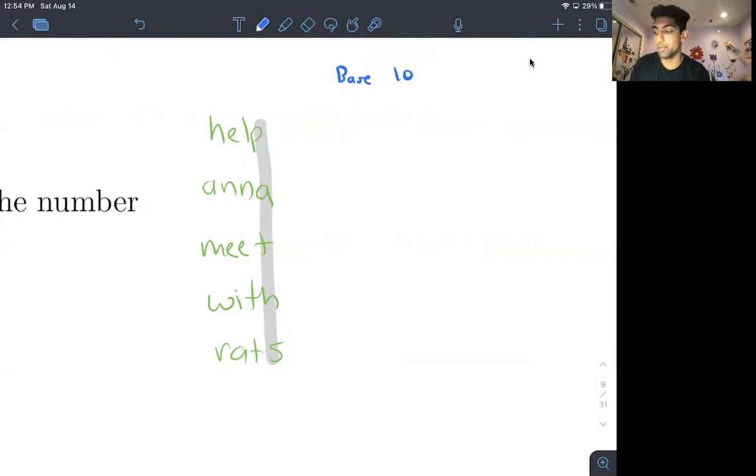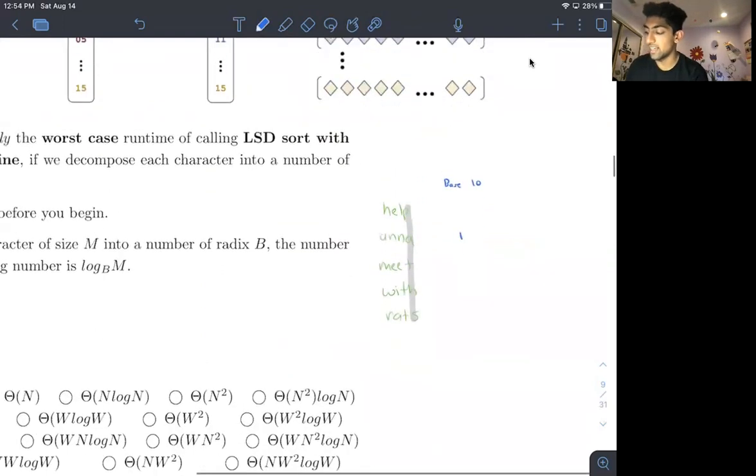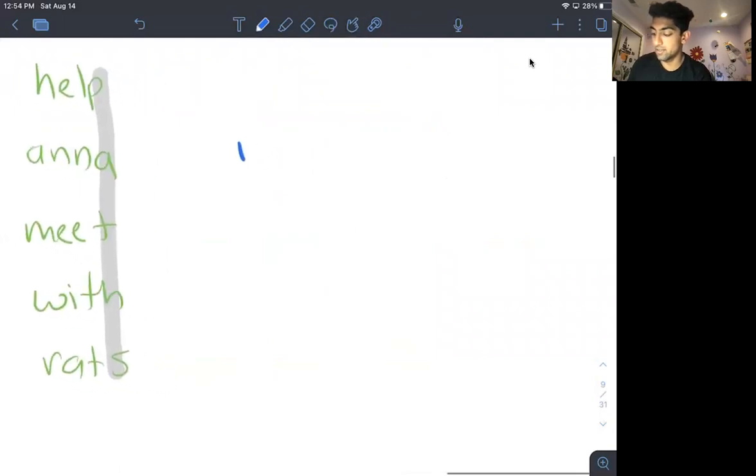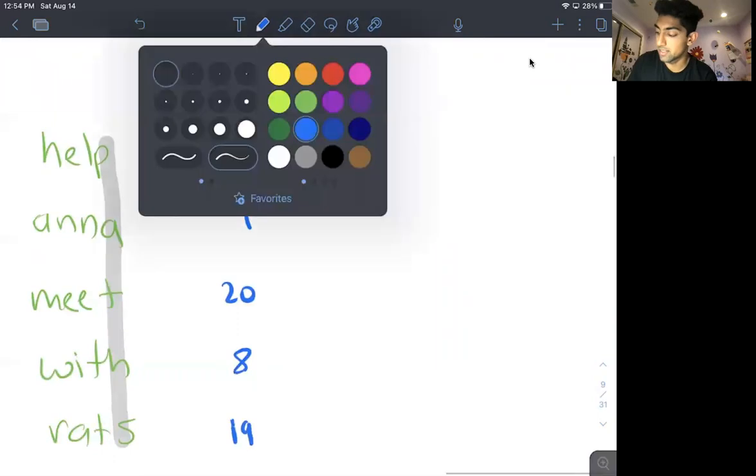So moving to the world of base 10, I know A is 1. I actually don't know what S is in the alphabet. I feel like S is 19 or T is, so let's just say it's 19. This is 20. I think H is 8. And let's say P is 16. Sure. Okay, so we move into the world of base 10. That's the first step here.